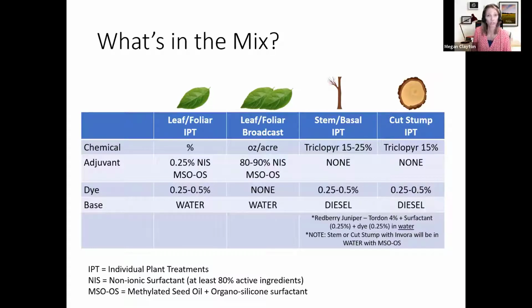There are some chemicals that will call for or suggest you use an MSO/OS. That's a methylated seed oil. Those would be at a different rate. So always read the label of what's considered appropriate for that specific adjuvant that you're adding if it's not just your typical NIS. You'll also need dye.